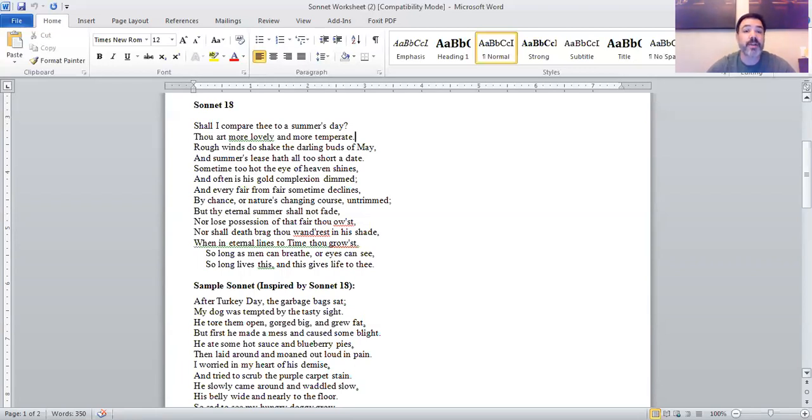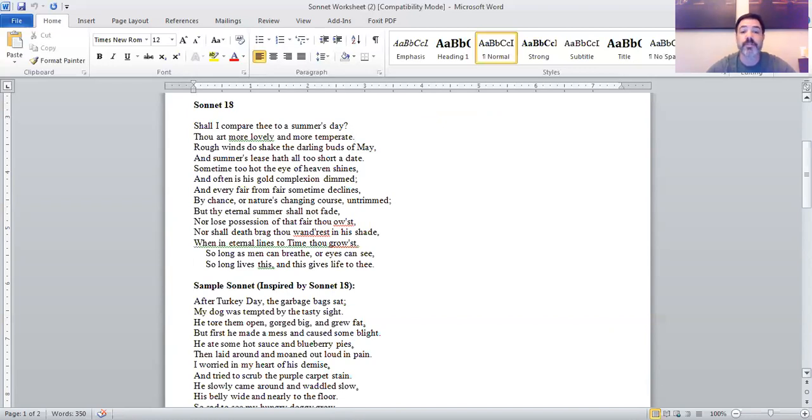"Sometimes too hot the eye of heaven shines, and often is his gold complexion dimmed." The eye of heaven is the sun. Sometimes the sun shines too hot. Sometimes someone is too beautiful, so hot, if you will, that you burn out. As quickly as you become beautiful, just that quickly you lose that beauty.